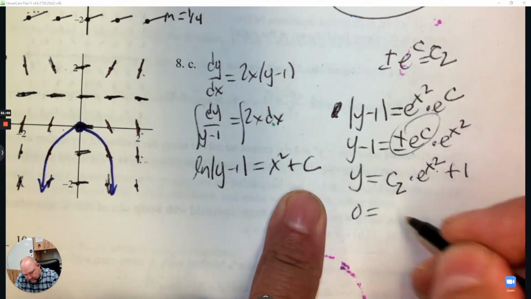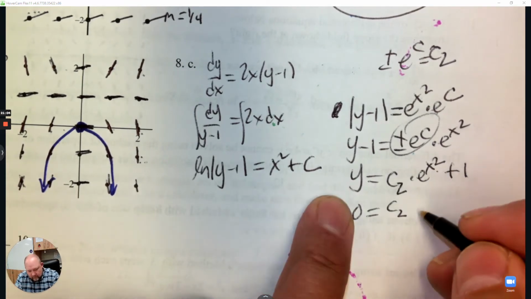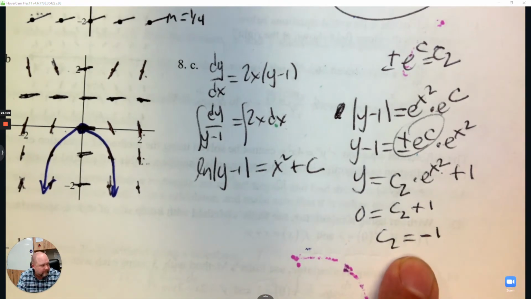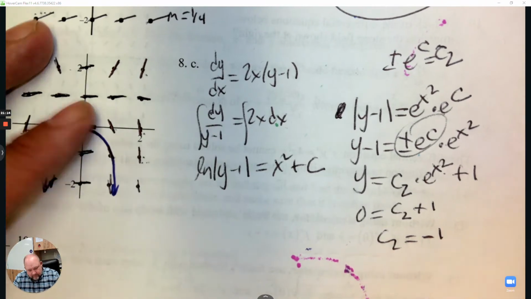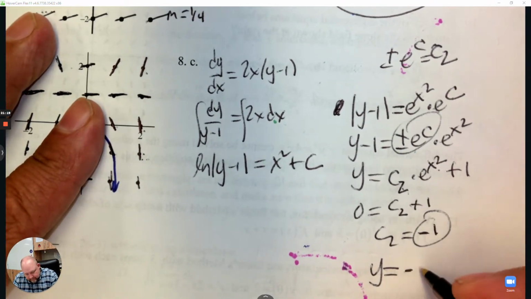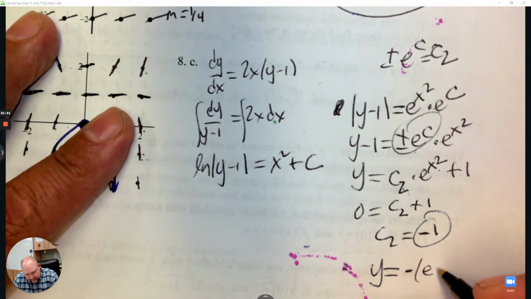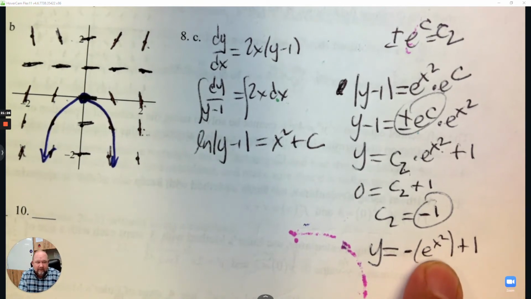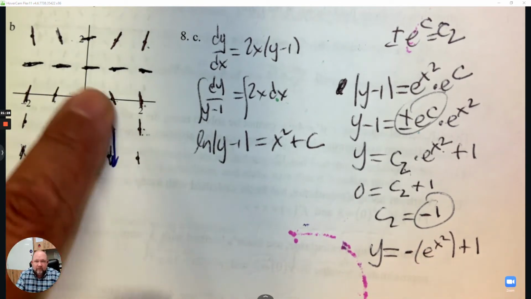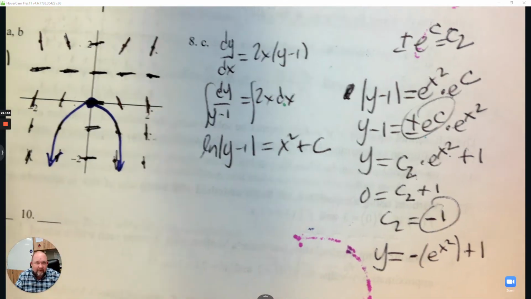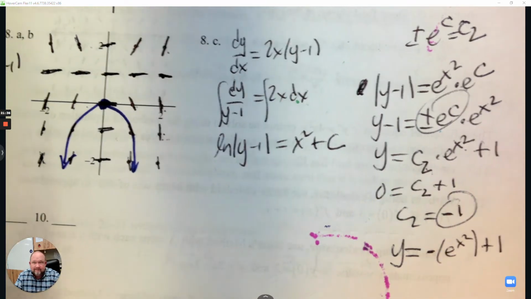0, e to the 0 is 1. So if I solve this, c2 is equal to negative 1. So I'm going to write down y equals negative e to the x squared plus 1. So not a parabola, though it does have an x squared in there. It has like a reflection in there. That's what happened. So think of negative e to the x and then reflected and so on. But there you go. Interesting, right?